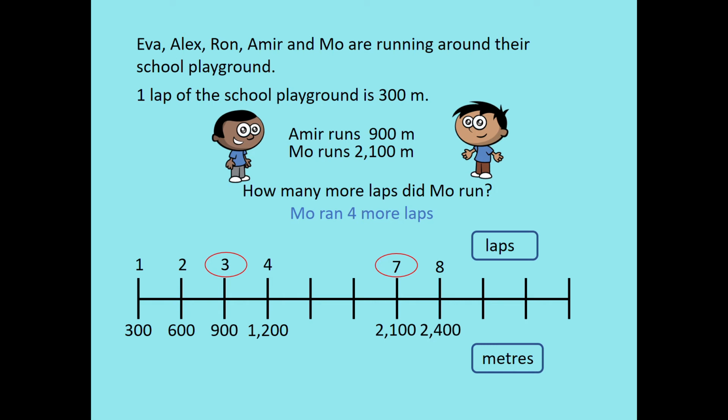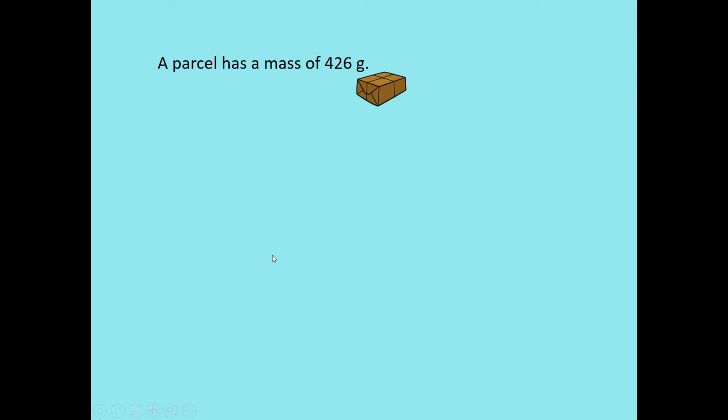So Mo ran 4 more laps, because to get from 3 to 7, that would be 4 more times.